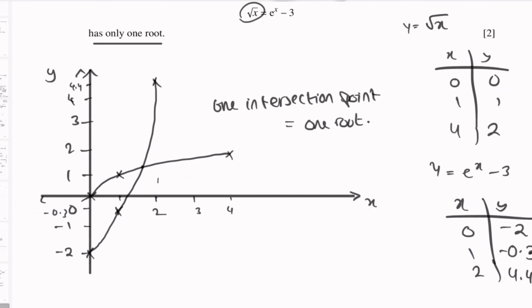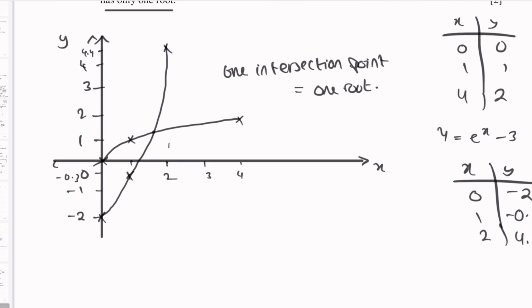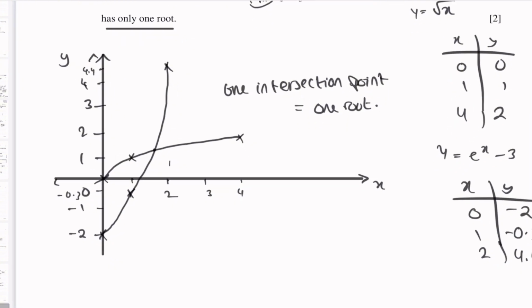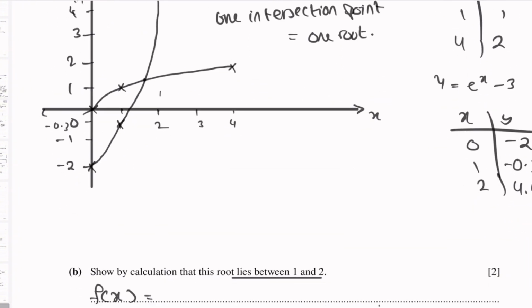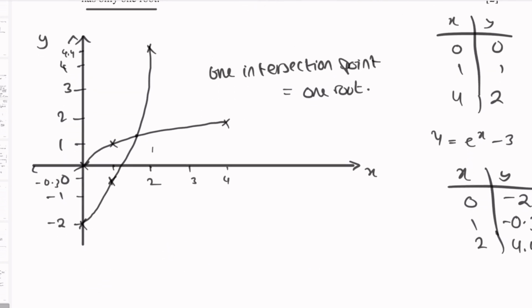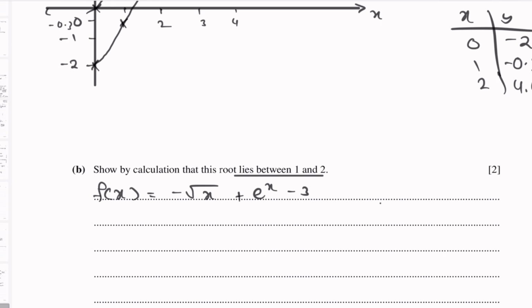Okay, so then he says show that by calculation this root lies between 1 and 2. So we're going to show by calculation this root lies between 1 and 2. So we're going to have to get the function as just one function. And so we just send this to the other side, minus x plus e to the power of x minus 3. And then let's see what the value of f of x equals when x equals 1 and when x equals 2.